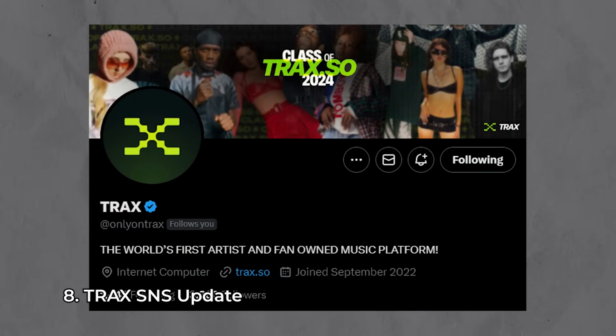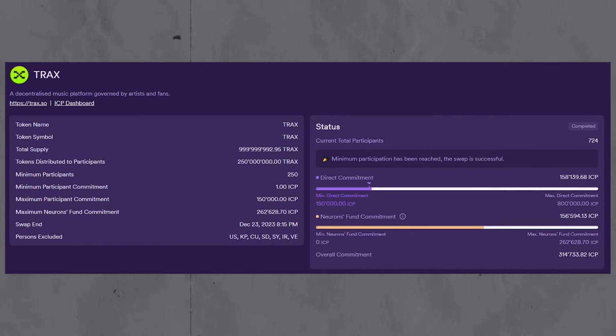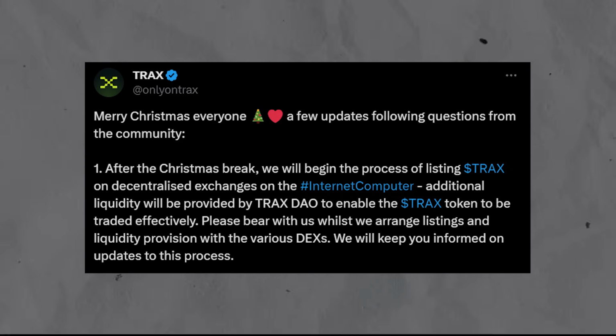TRAX, a social media marketplace for artists and music producers built on the Internet Computer, has completed its SNS decentralization swap and has raised just over 300,000 ICP. The team announced that after the Christmas break, they will begin the process of listing TRAX on DEXs on ICP, and that liquidity will be provided by the TRAX DAO. Everybody who participated in the TRAX sale will have their TRAX token in their NNS wallet.